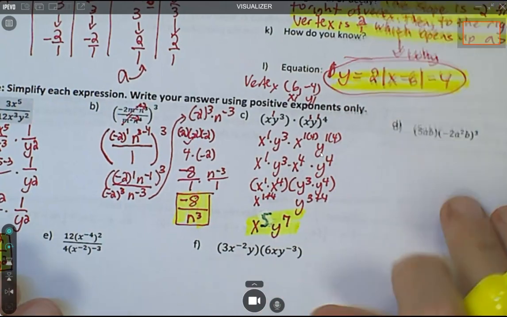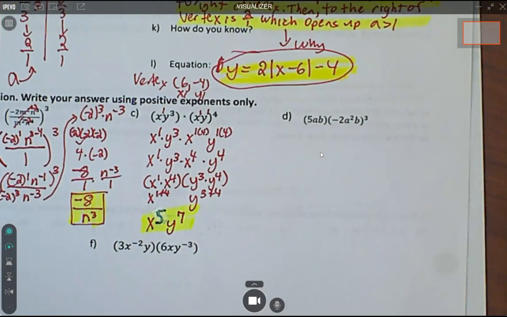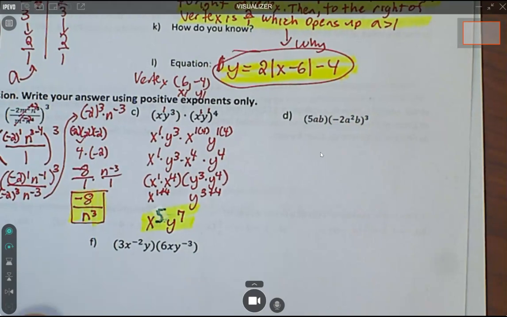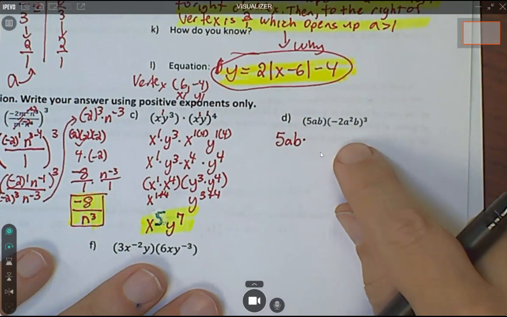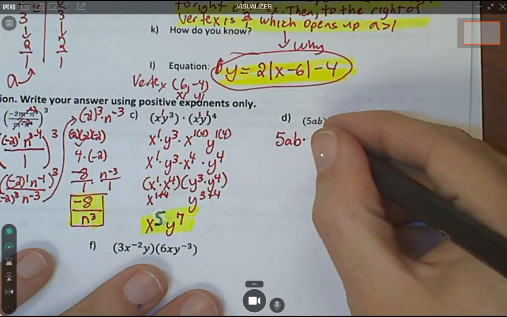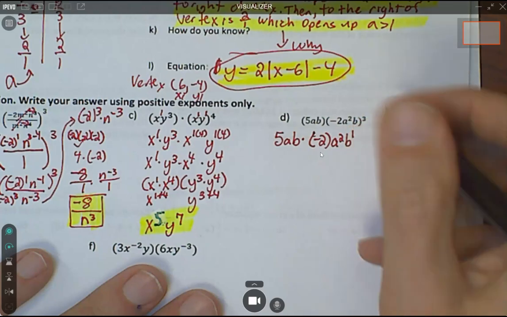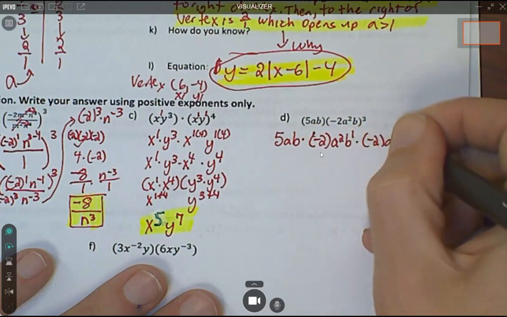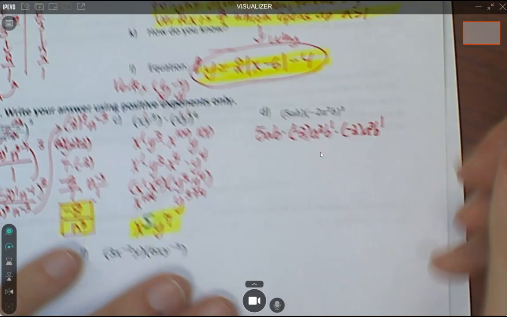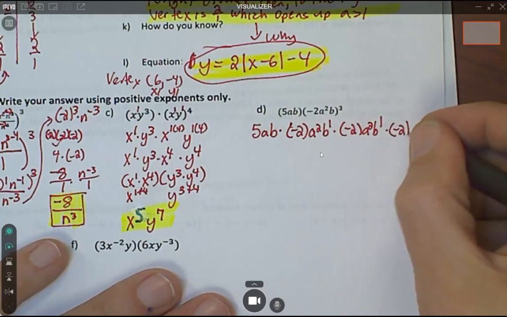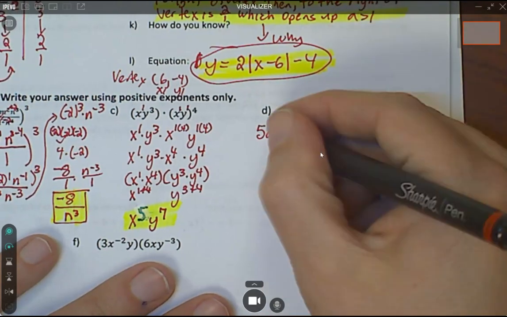I think when I do D, letter D, I'm going to write it out long style. I'll show you what I mean by that. It's like we could do 5ab times, okay, that's a complex base, times negative 2 a squared b to the first times negative 2 a squared b to the first. We're multiplying that base by itself 3 times. So this is more about why the rules work. And those are to the first.